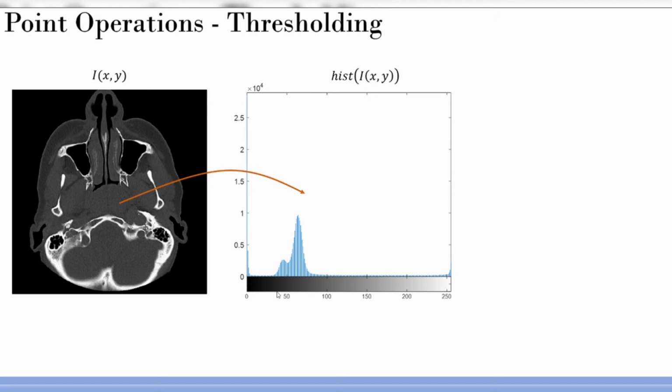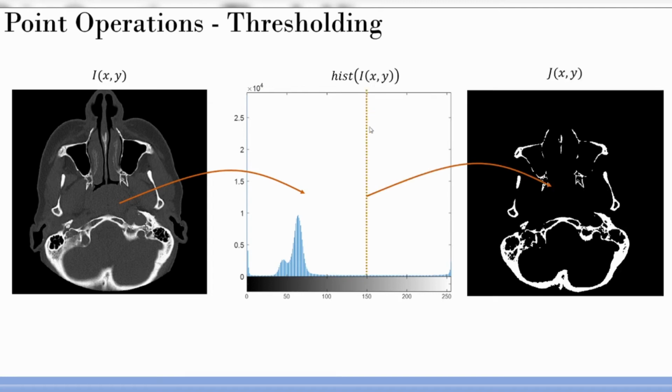Now I'm going to give you something which is very interesting. Suppose I want to segment the bone alone. I want to segment this bony structure from this image. It's very easy to do here because I have 3 distinct peaks and the distributions are concentrated around those peaks. So I can put a simple threshold, something like this.